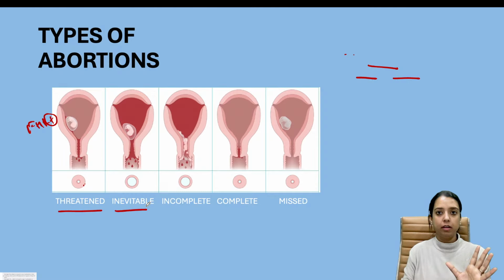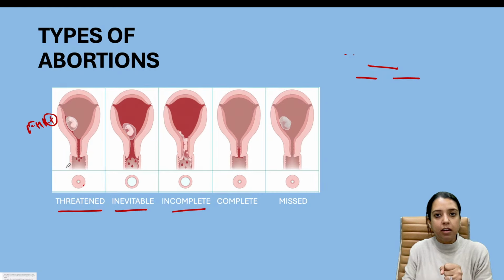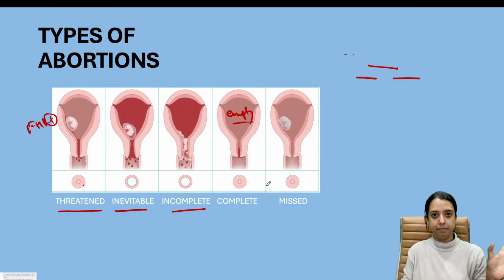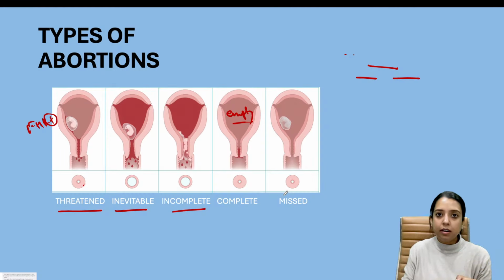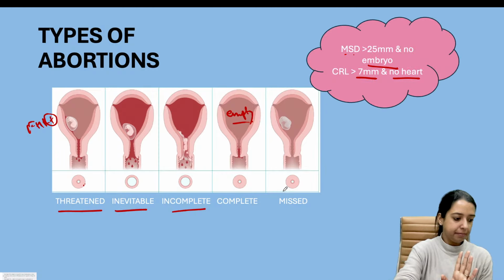Inevitable. If os is open and what you felt in PV was certain products in the vagina, incomplete. Abortion has started happening, it is incomplete. If os is closed, maybe it is threatened, but when you did the ultrasound, it was empty. So it is complete. Last scenario is bleeding plus minus, but when you did the ultrasound, there were 2 signs. A big sac, no embryo. Embryo there of 7 mm, but no heart. That is missed abortion. Okay?